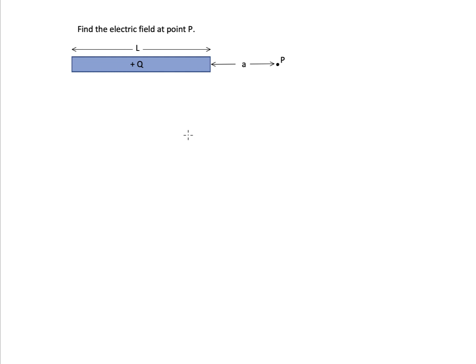We're going to investigate how to find the electric field of a continuous charge segment. So here we have a line segment of uniform charge density with charge capital Q and length L, and we want to find the electric field at point P, which is some distance A from the end of the bar.